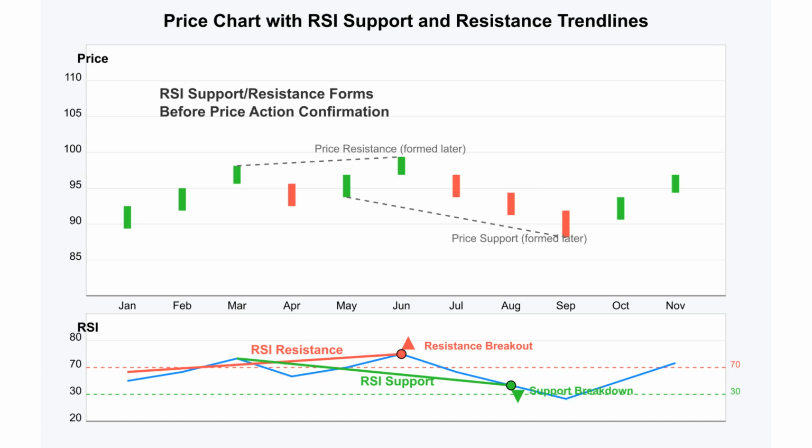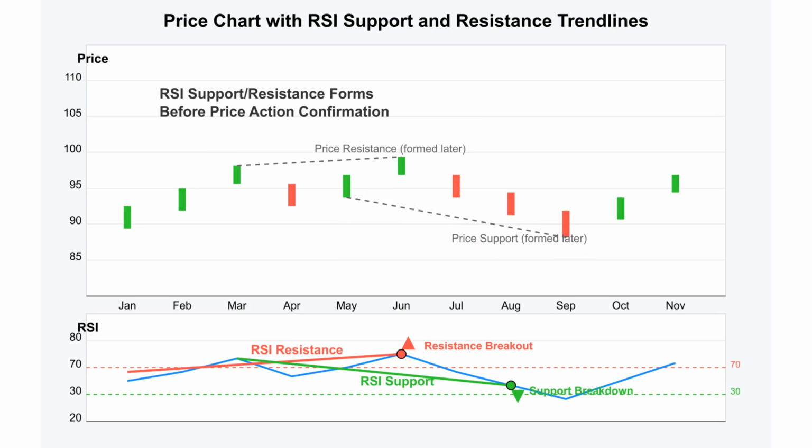Now observe the price trendlines that form later. Price resistance connecting March and June highs only becomes apparent after multiple data points, yet RSI resistance provided signals much earlier in June. Similarly, price support linking May and September lows emerges late, while RSI support already warned us in August.